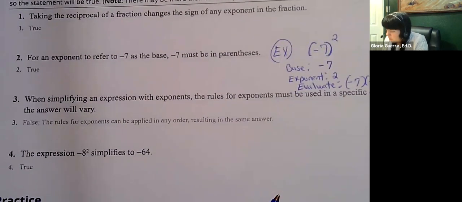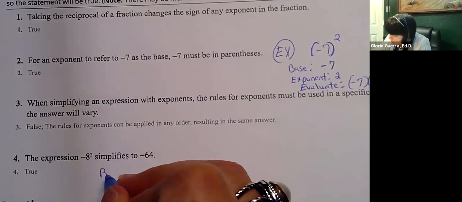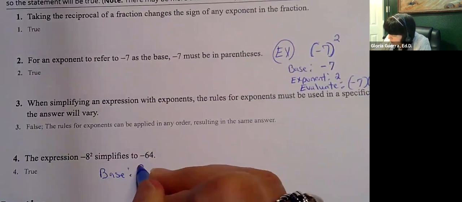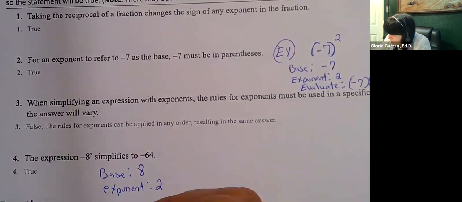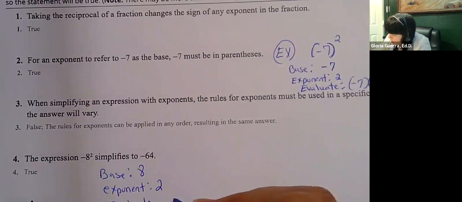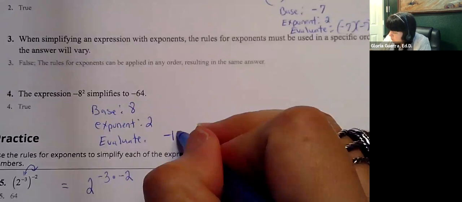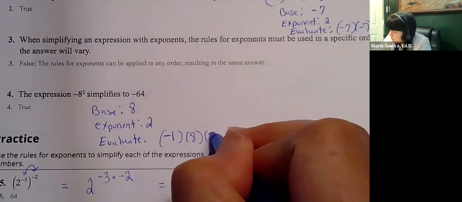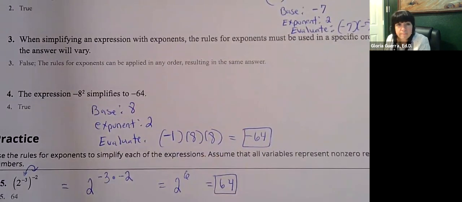Okay, and then the last one, number 4: the expression -8 raised to the second power simplifies to -64. And they're saying that's true. Yeah, so here the base would just be 8. The exponent is 2. And when you evaluate, this is imaginary -1 times 8 times 8, which is -64.